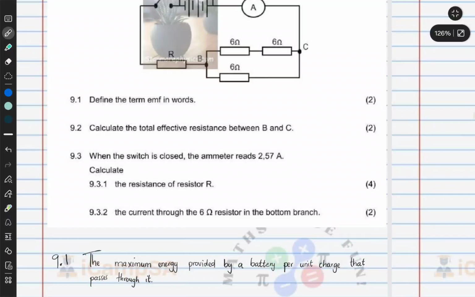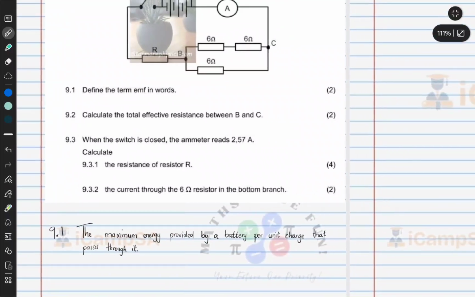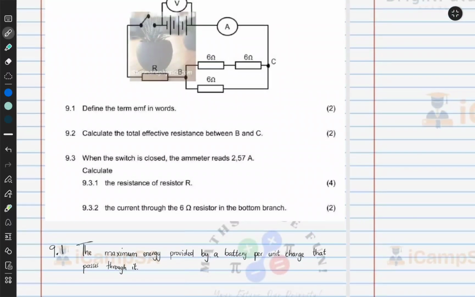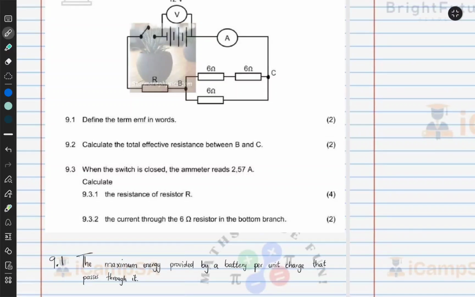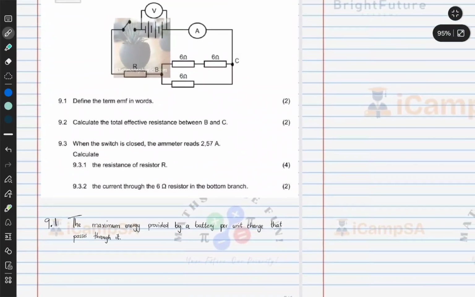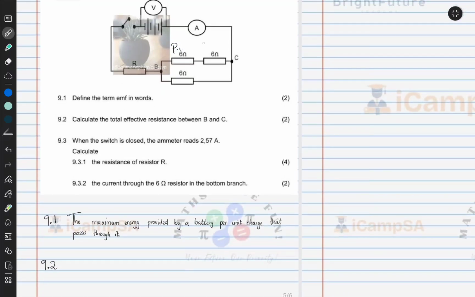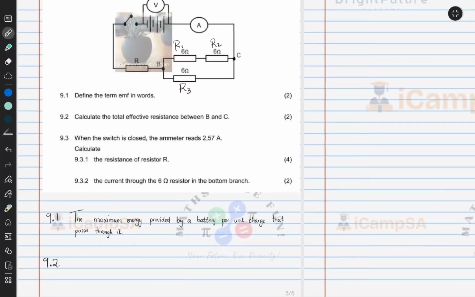All right, so now let's look at calculating the total effective resistance between B and C. This question is just asking us to find the total resistance for the parallel combination. First things first, I want you to note something. Let's call these resistors R1, R2, and R3.